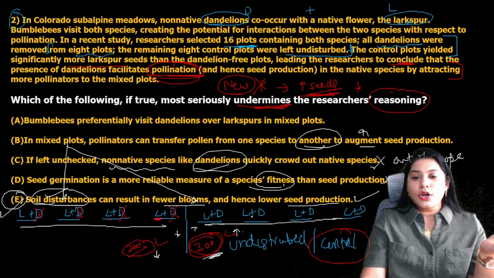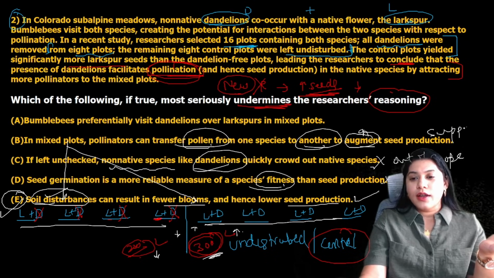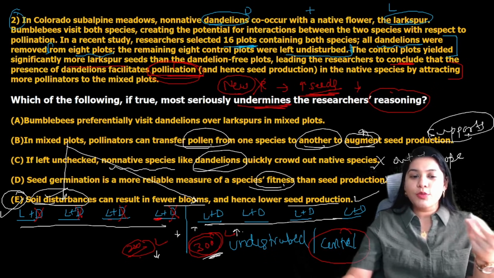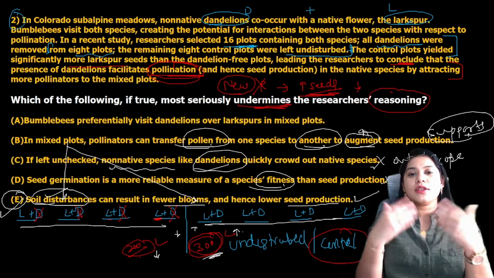But then the question is not about that. If it is increased, that's great. But is it because of pollination? It in a way supports rather than weakens. It says that because pollination happens in mixed plots, that's why seeds are more.